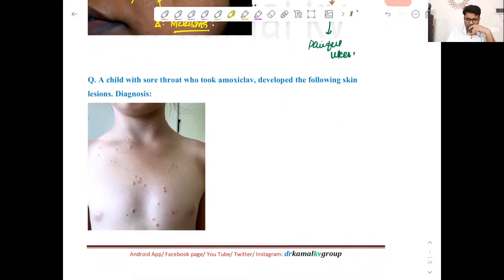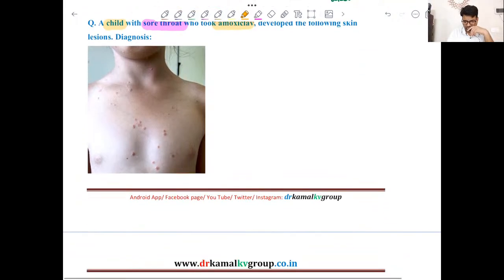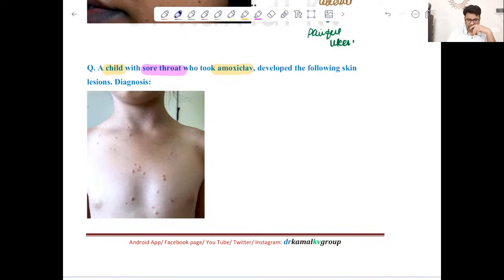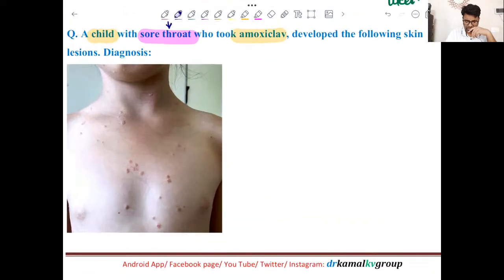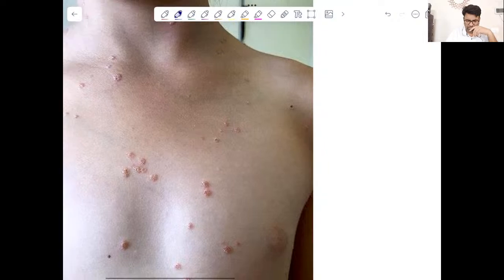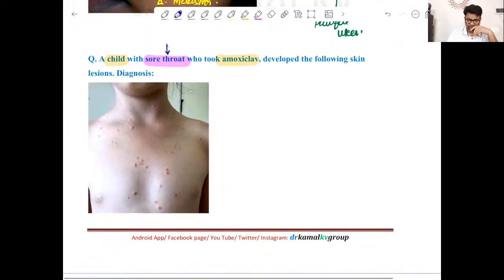And here there is a child who had a history of sore throat, and then was started on antibiotics, and now he developed the lesions as shown in the image. So any idea what lesions these are? So one is the past history of sore throat. If I just zoom in on the lesions a little bit.